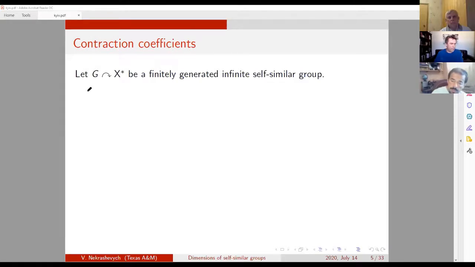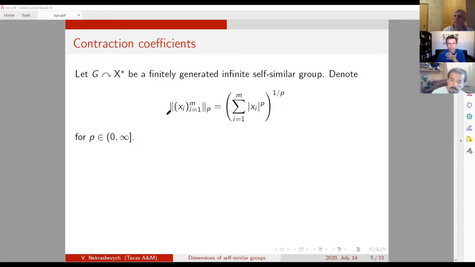If a group is contracting, then you can associate with it something called contraction coefficients. So suppose we have a contracting self-similar group, and let me denote by p norm the usual notion of p norm in n-dimensional vector space. So you raise moduli of coordinates to the power p and add up and then take the pth root, including the infinity norm, which is max.